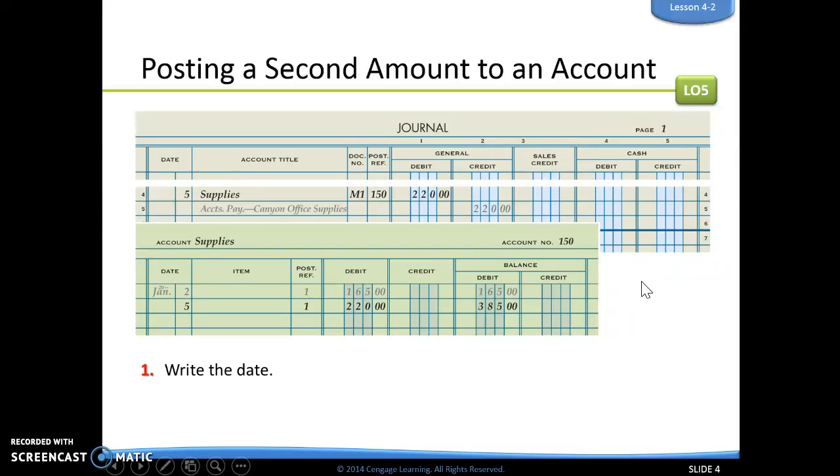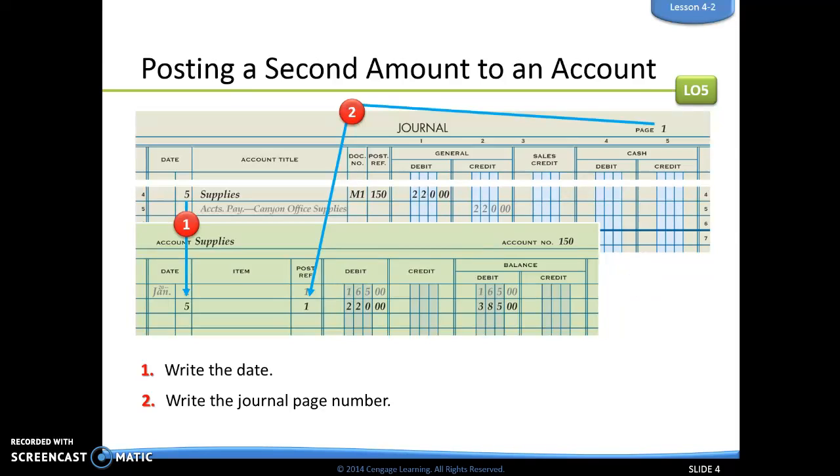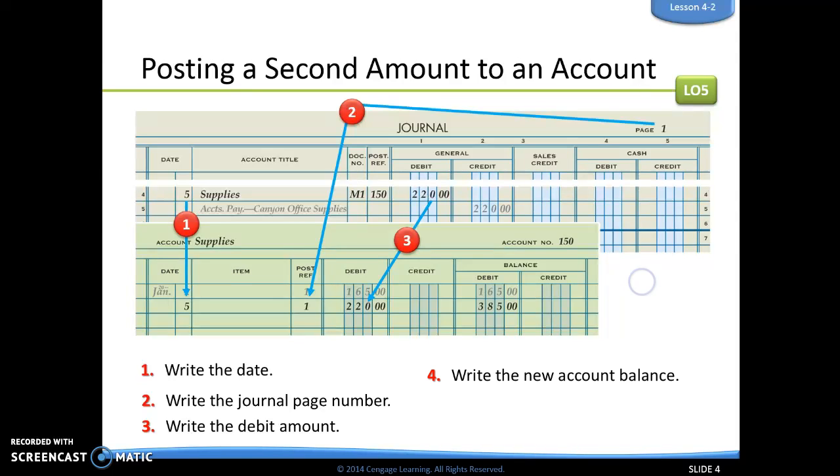All right, so here we're posting another amount. Again, we have our 5 steps. So we're going to start with our date. We're then going to put in our journal page number. We're then going to put in our debit. We're then going to find our new balance. So this is something that's new now.